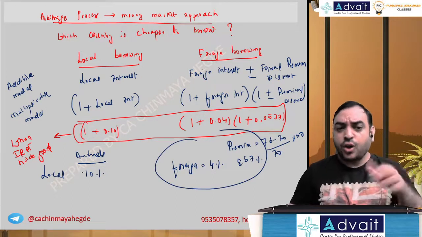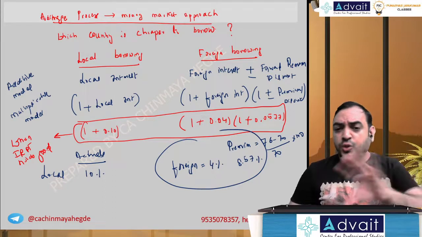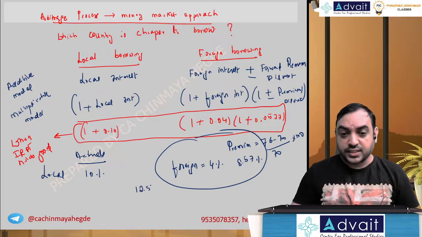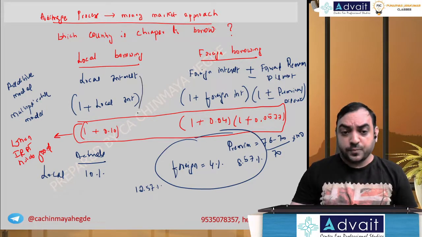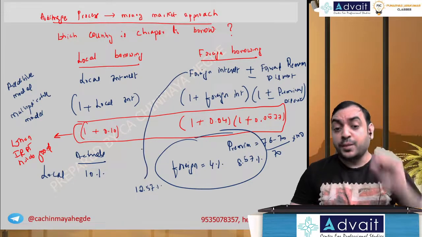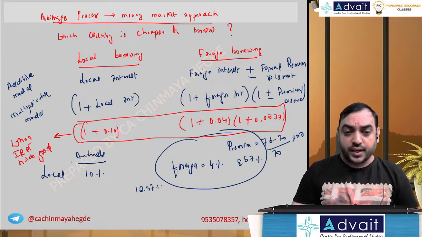Now, what is the total cost? You can do the additive model or the multiplicative model. The multiplicative model gives an exact answer. The additive model also gives an approximate answer. So what is that approximate number? Here it is 10% local. And here how much do you get? 4 plus 8.57, 12.57. Now, is local cheaper or is foreign cheaper? Local is 10%. If you go for foreign borrowing, effectively it becomes 12.57. So which is cheaper? Definitely local borrowing is cheaper, right? So this is cheaper to borrow.